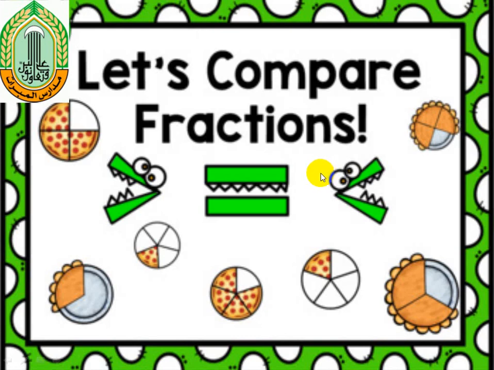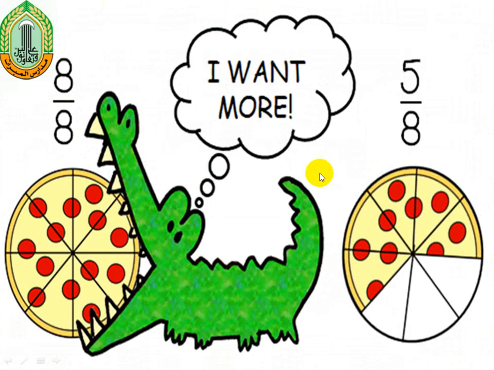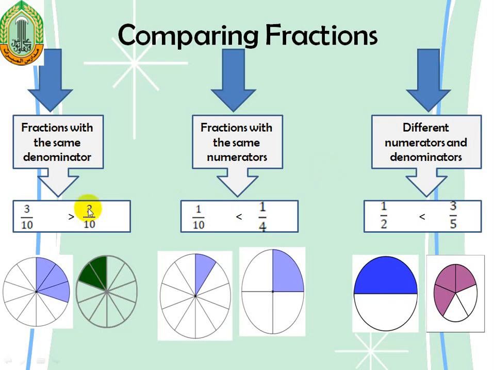Let us now start recalling what we took before about comparing fractions. Comparing fractions means greater than, less than, or equal. We could have three different situations while comparing fractions. We could have fractions with the same denominator. For example, 3 over 10 and 2 over 10. We have here same denominator 10. This means the fraction with the greater numerator is considered greater. 3 over 10 is greater than 2 over 10.